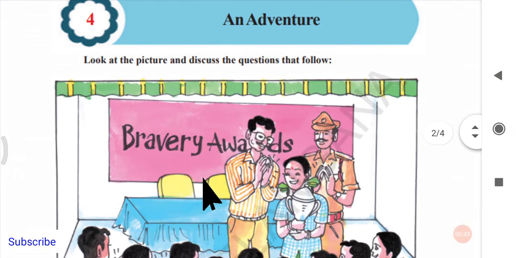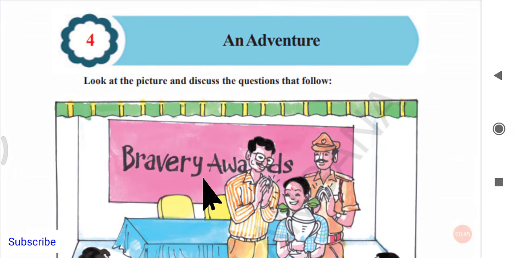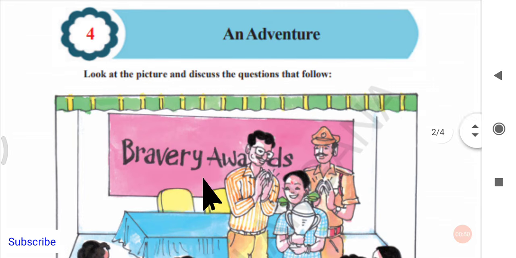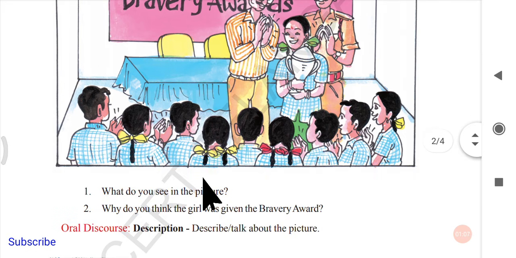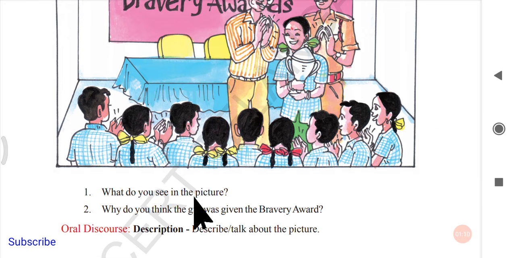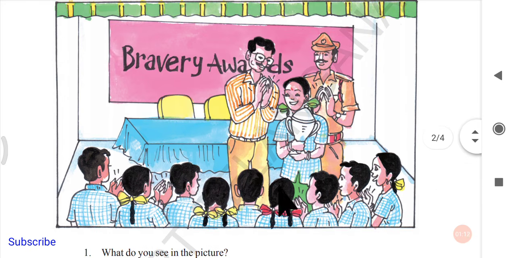As we see on the screen, the unit 4 title, An Adventure, is there. Look at the picture and discuss the questions that follow. So we just look at the picture here. The banner says Bravery Awards, and we can see children clapping or applauding another girl who has got some prize. The girl might have got the bravery award, and we can see a police officer behind her. So we can see the questions here. What do you see in this picture? All that I have told you now are visible in this picture.